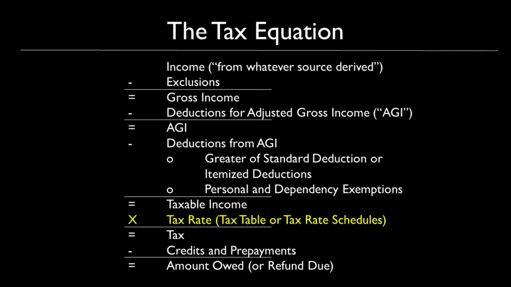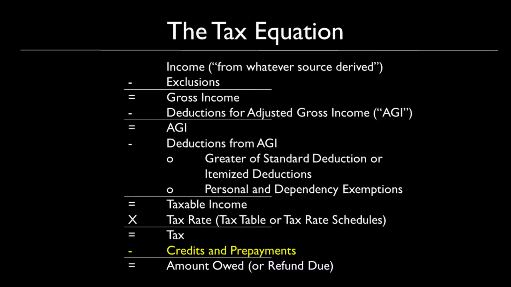You then apply the tax rate to this taxable income. You can either apply it through the tax tables, which show you, based off of your taxable income, how much tax you should put on your tax return, or you can use the tax rate schedules and then apply the tax rates based off of the amount of taxable income and calculate your own particular tax. Once you apply the tax rate, you get the tax that you owe.